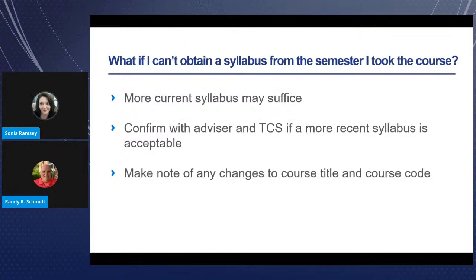In some cases, you might not be able to obtain the syllabus from the exact semester in which you took the course. In these cases, a more recent syllabus might be sufficient for evaluation, but you need to confirm with your TCS if a more recent syllabus is acceptable. If the course number has changed, but the course content is essentially the same, you will also need to include an email explanation from the institution, along with the newer version of the syllabus.